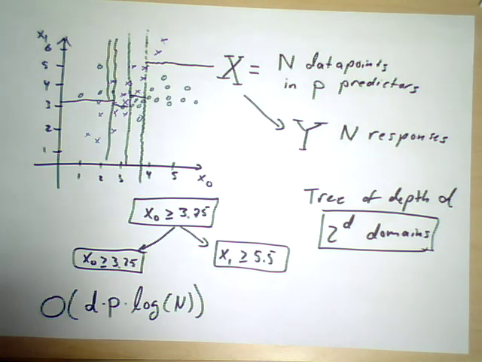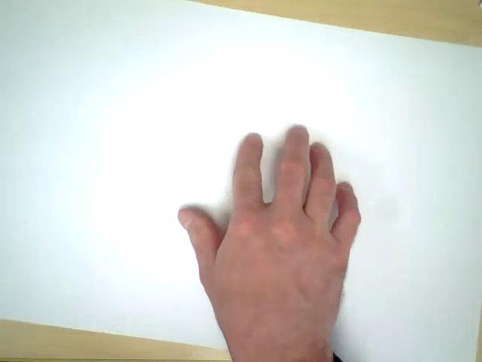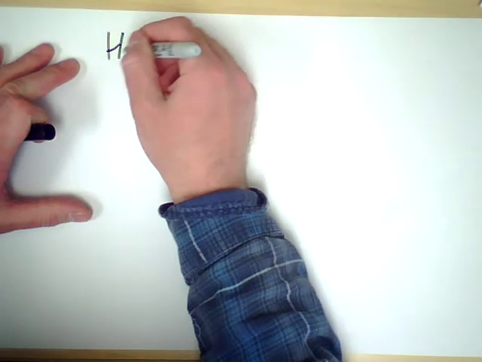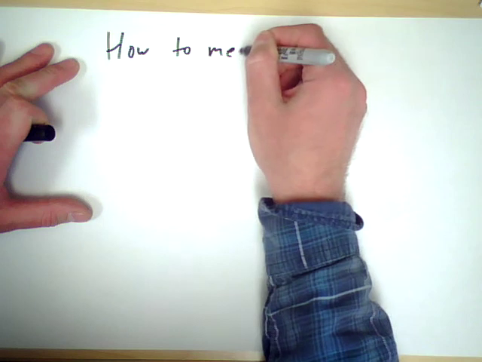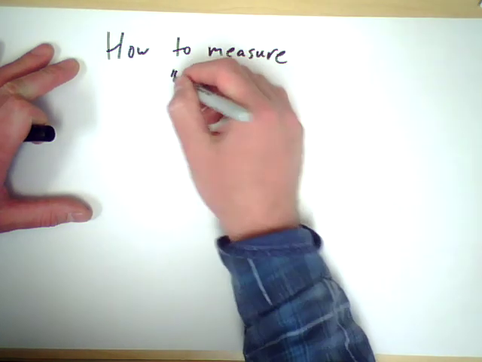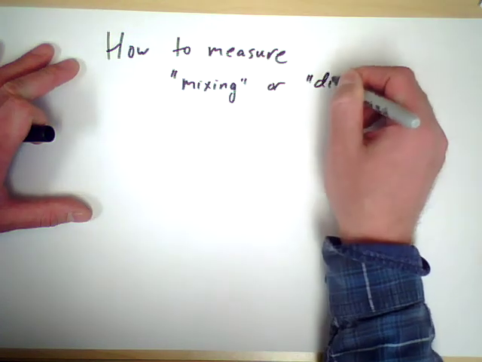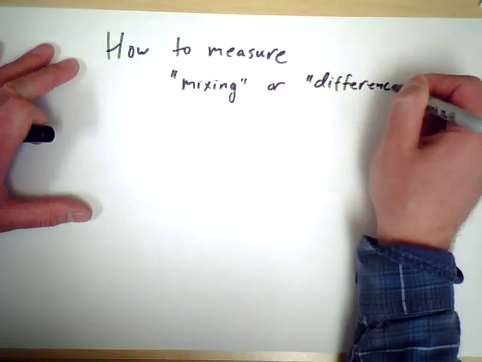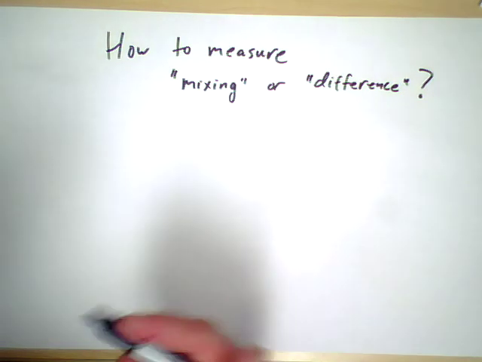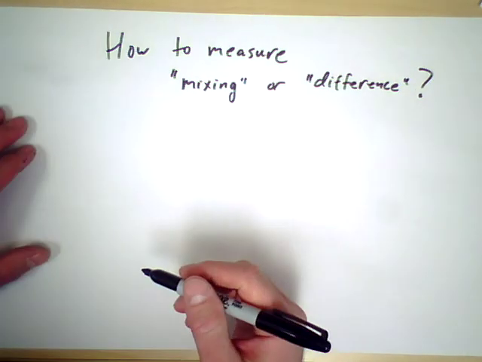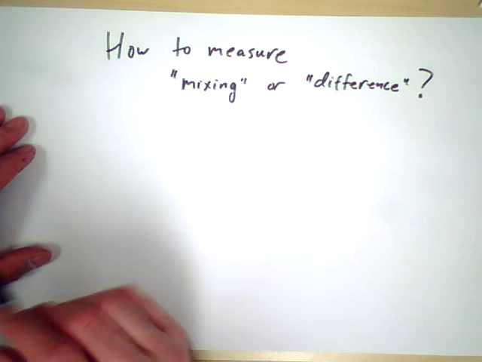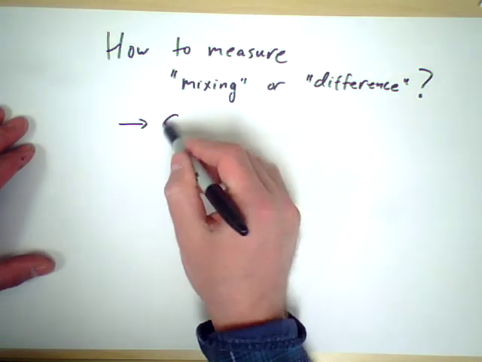The only final remark to make about classification is, what do you use to measure how mixed the data is? There are two primary methods here. Let me change the sheet. So how to measure difference. How to measure mixing or difference. If you think about that previous page, we're really trying to essentially segregate the data. Now, there's two primary measurements that we use. One is called the Gini index.